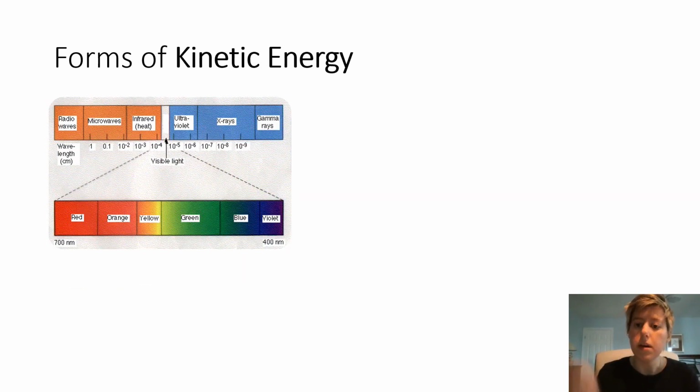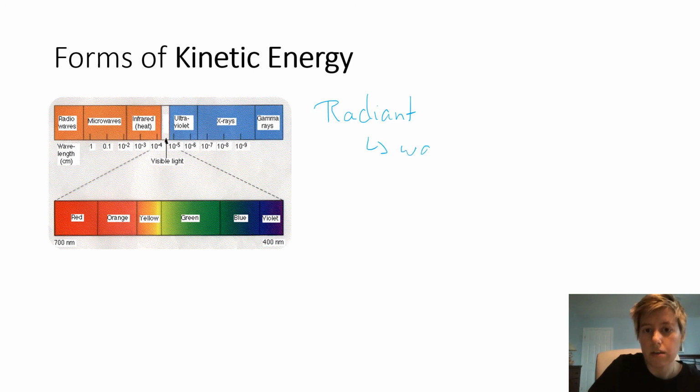Now, if we're talking about kinetic energy, there are lots more examples of kinetic energy than there are for potential energy, because again, kinetic energy is any form of energy where I have motion. So our first type would be radiant. And radiant energy is energy that is traveling through waves. Now, this includes our ultraviolet rays. So if we're looking at this, I have ultraviolet and our infrared.